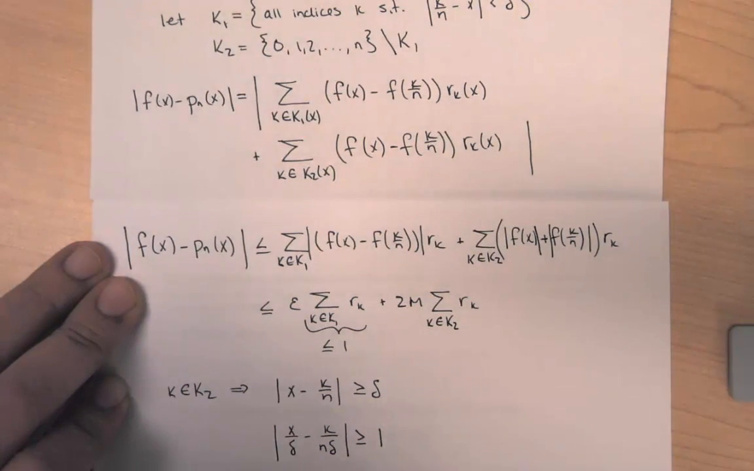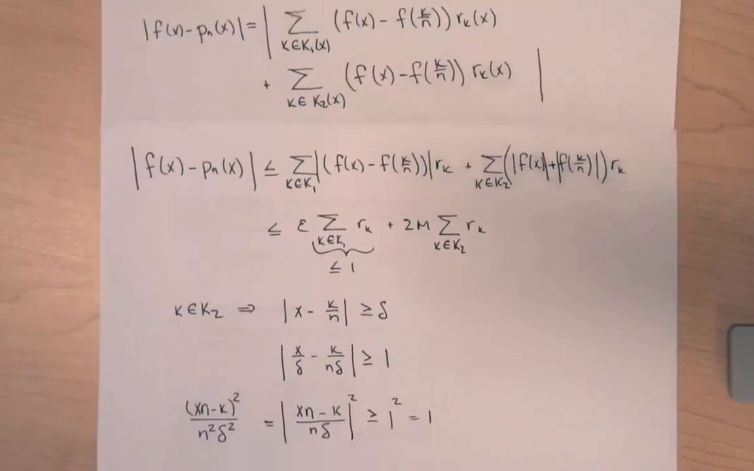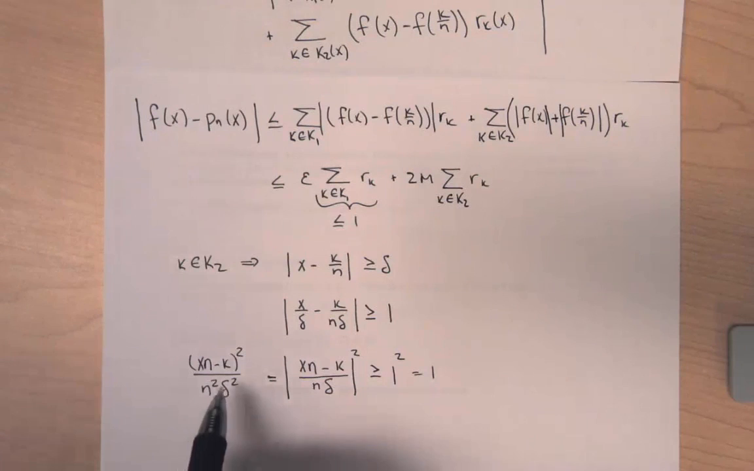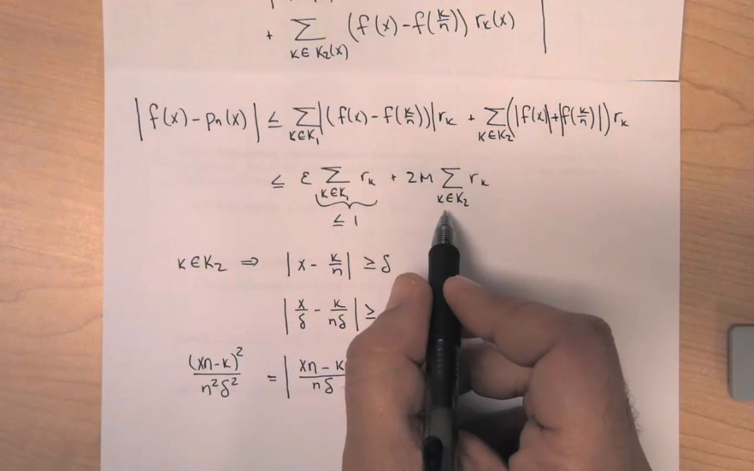Now let me put this over a common denominator. I get |xn minus k| divided by n delta is greater than or equal to 1, and it's still true if I square both sides. Of course, that's 1, and this would equal (xn minus k) squared divided by n squared delta squared. Because I'm squaring a number, I don't have to worry about the absolute value anymore. So because this number is bigger than 1, I can deduce a new upper bound for this.